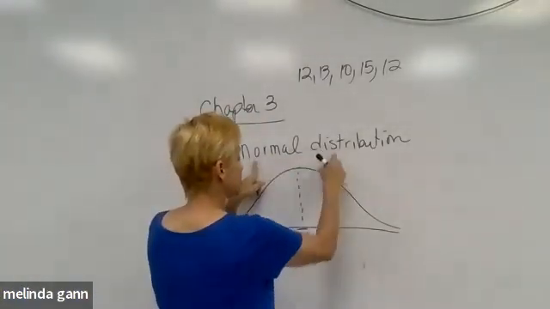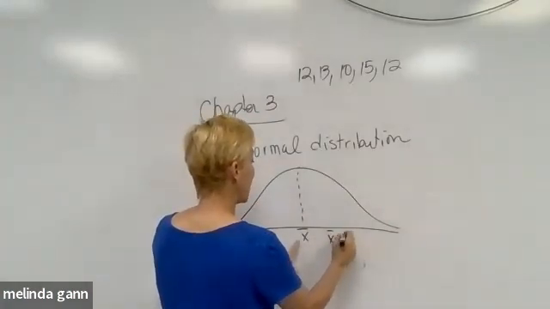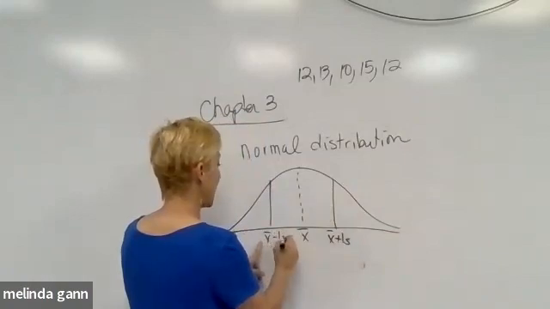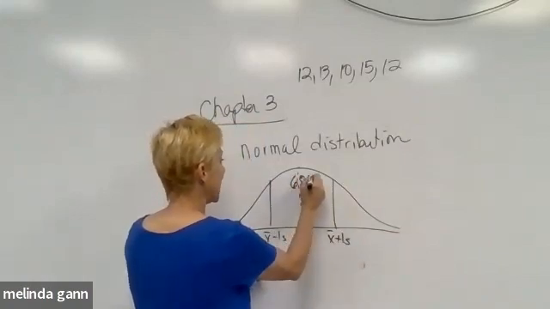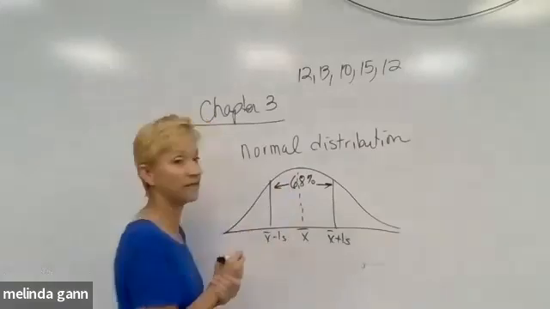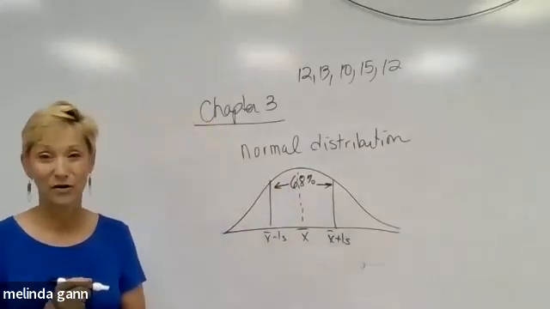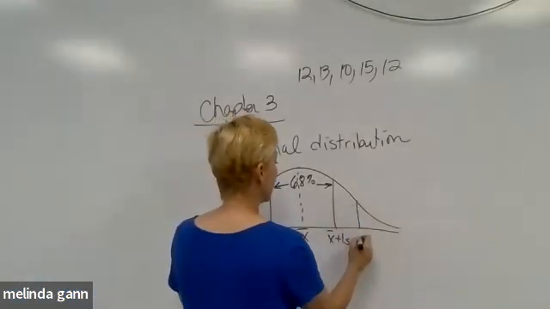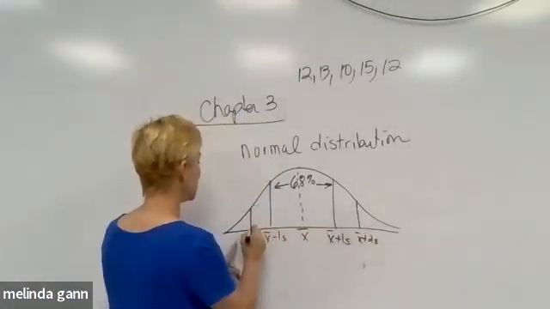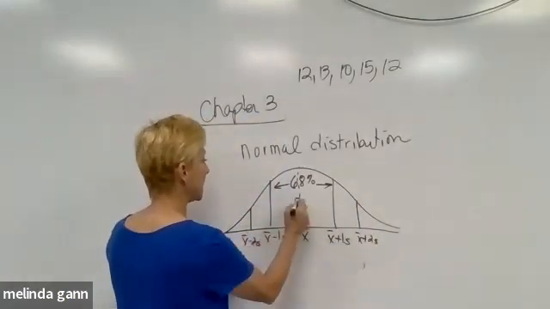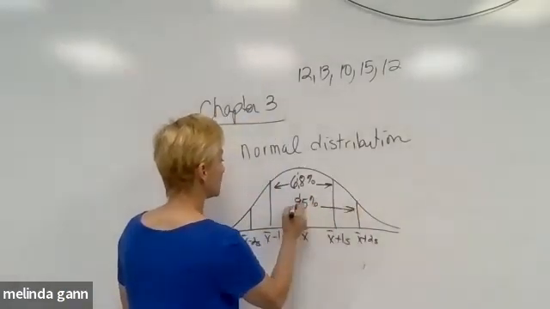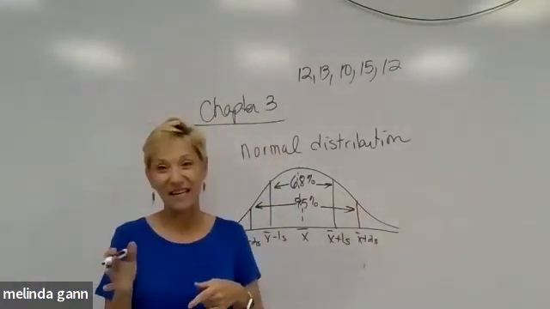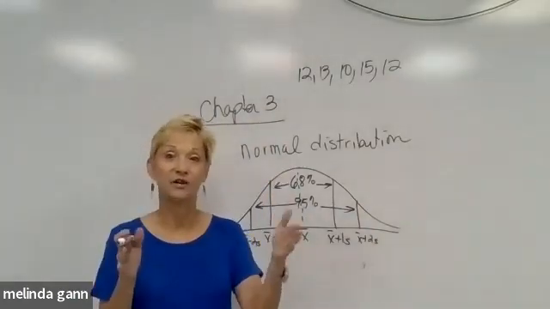So if you have a normal distribution, you take your mean and add 1 standard deviation, and you take your mean and subtract 1 standard deviation, 68% of your data is going to be between those 2 numbers. All right, you can go back and look at that video again if you're getting confused. If you take your mean and add 2 standard deviations, and subtract 2 standard deviations, 95% of your data is between those 2 values. So that would be like our 70 to 130 on our IQ scores.